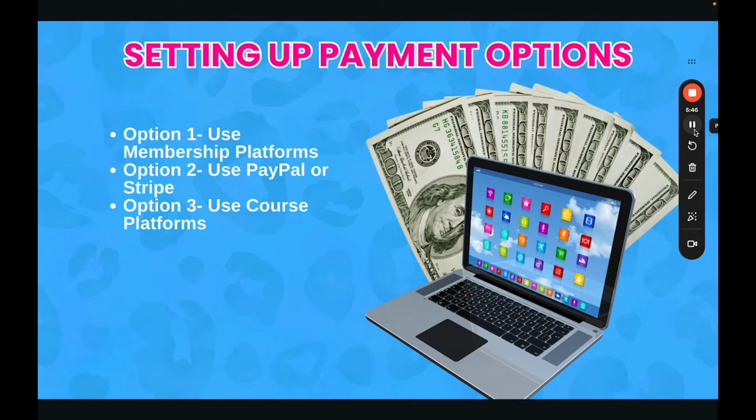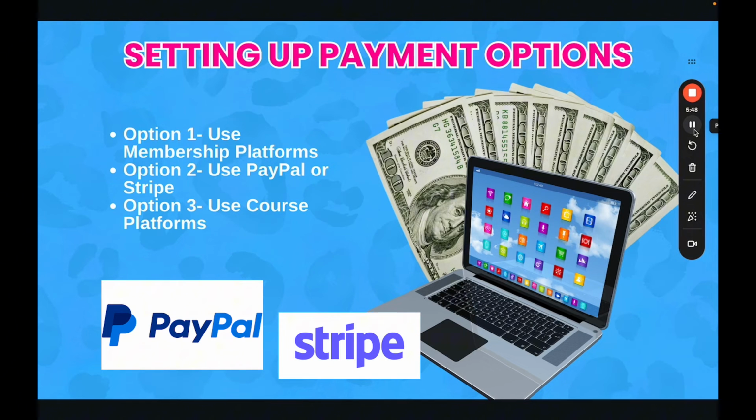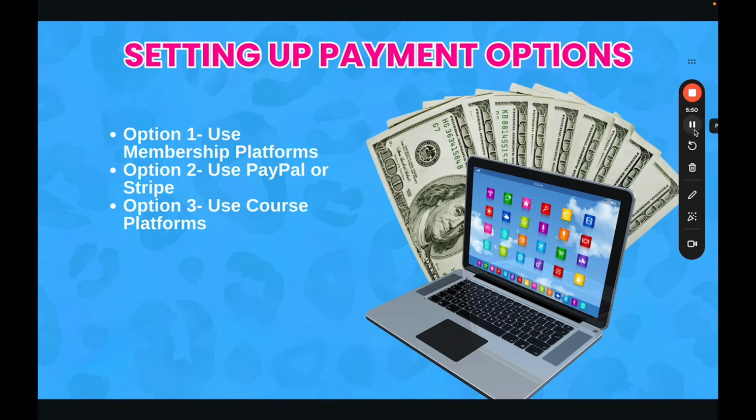Option 2 is to use PayPal or Stripe. You can set up recurring payments through PayPal or Stripe and manually add paying members to your Facebook group. This option requires a bit more management on your part, but it's a simple and effective way to collect payments.